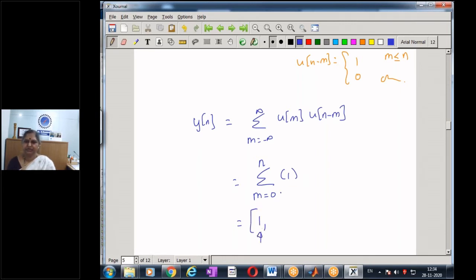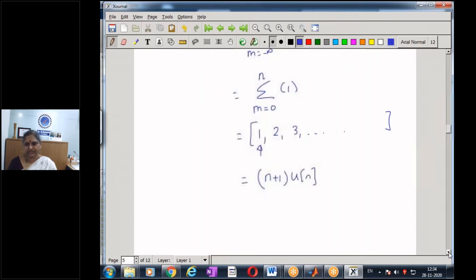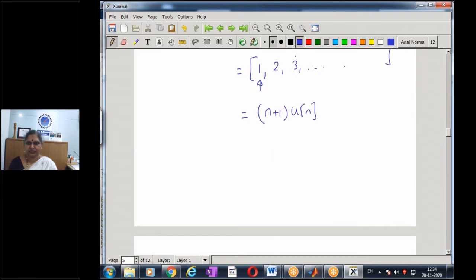For n equal to 0 it is 1, for n equal to 1 it is 1 plus 1, that is going to be a 2. For n equal to 2 it is 1 plus 1 plus 1, that's going to be a 3, and so on. And so I can write my result as n plus 1 times u of n. So n equal to 0, it's a 1. N equal to 1, it's a 2, and so on.